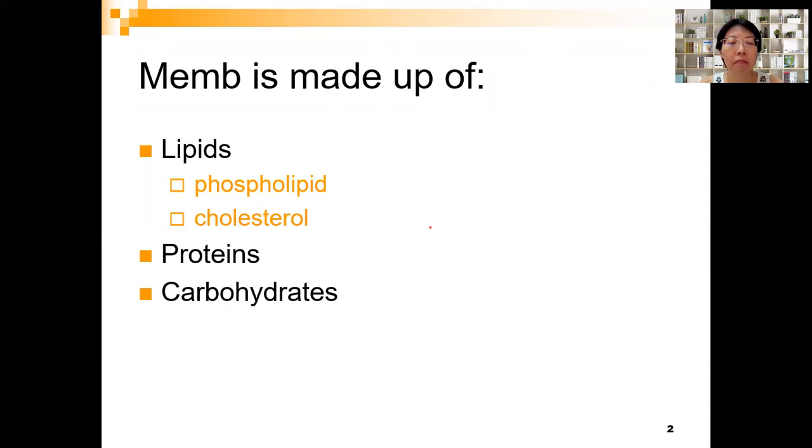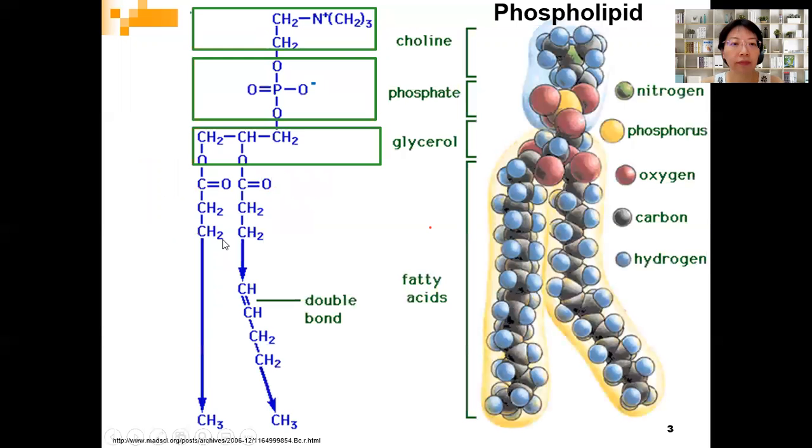So membrane is made up of all these biological molecules that you have learned. So it includes lipids, right, proteins and carbohydrates. So for lipids, there are a few types. One is a phospholipid, another one is cholesterol. Okay, you'll learn more later on. So this is the basic structure of a phospholipid molecule that you've learned in chapter 2.